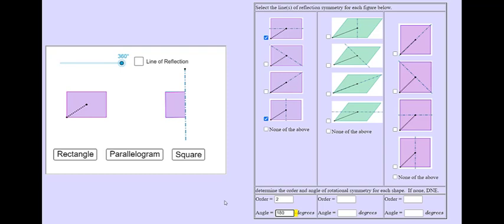To answer these questions for the remaining figures, you can push the parallelogram and then the square to find its reflectional and rotational symmetry. If a figure lands back on itself only once at 360, it has no rotational symmetry. If there is no rotational symmetry, enter D, N, E for the order and the angle.